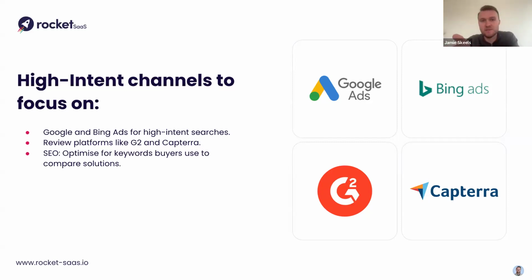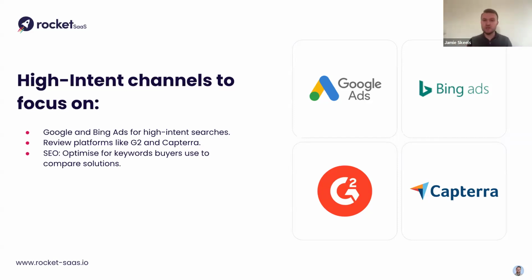For a typical B2B SaaS business, those channels could look like, for example, a big one's going to be Google and Bing ads, people actively searching on those search engines for things like CRM software, people who are searching high-intent searches on those engines. We want to capture that traffic, drive it towards our offering, and ultimately capture that interest and get those solution-aware buyers towards our product.